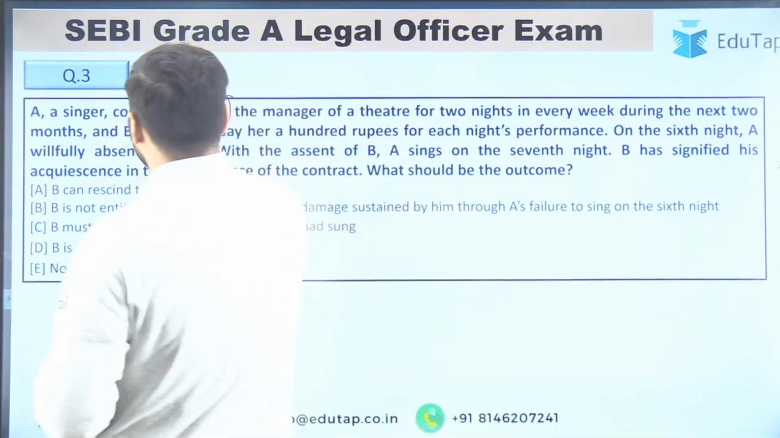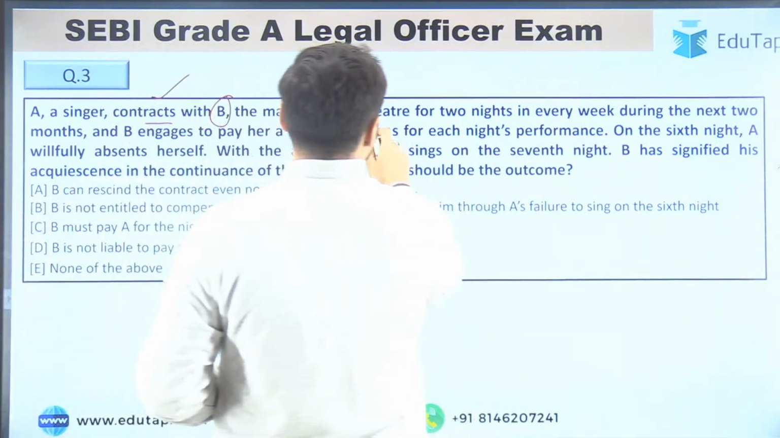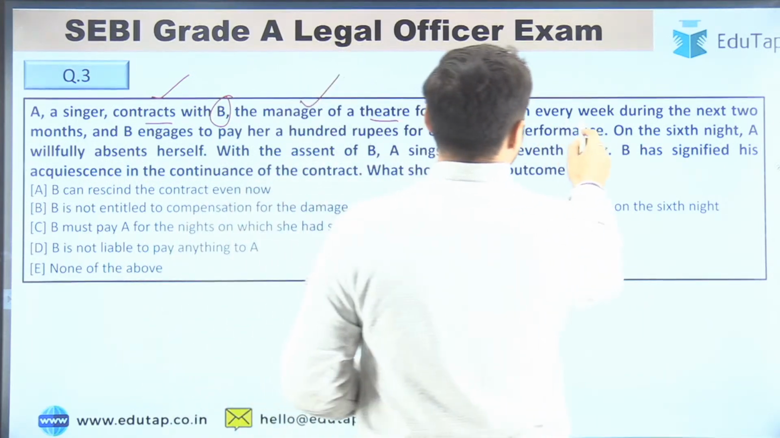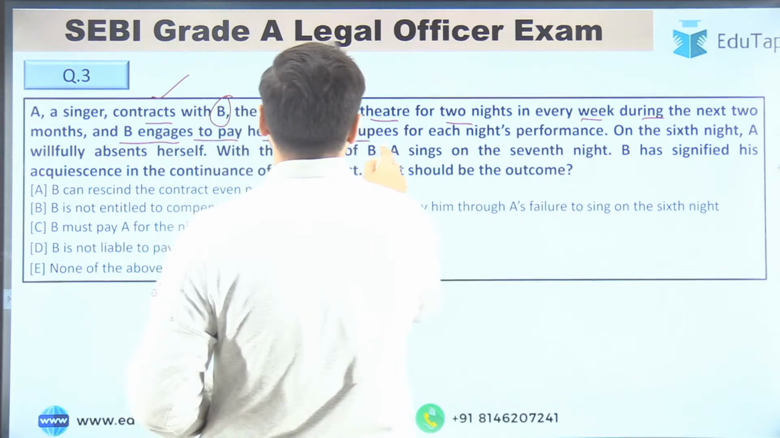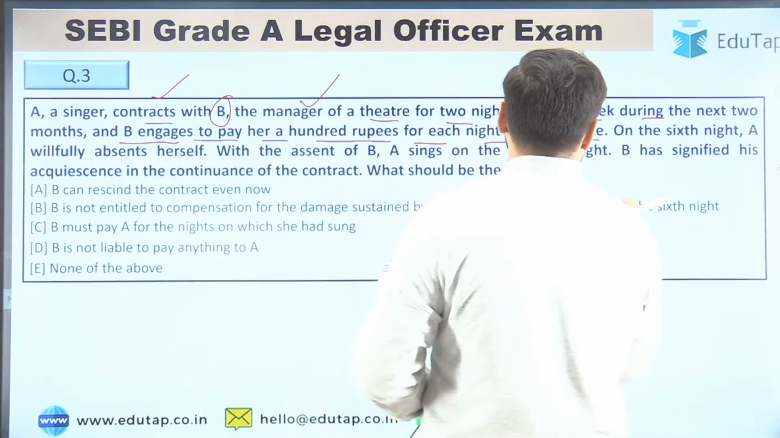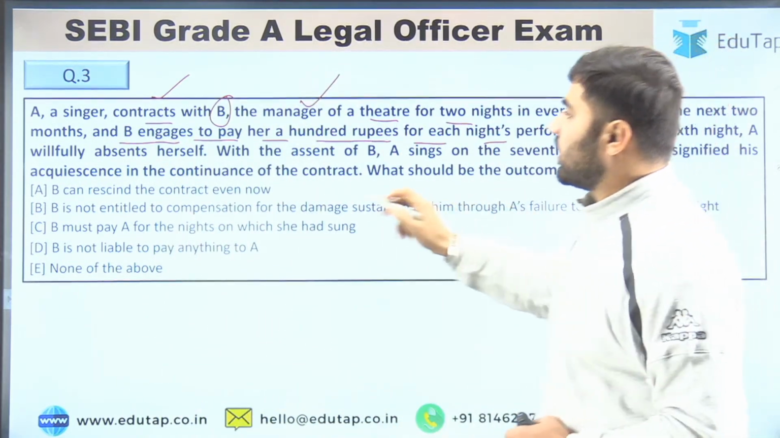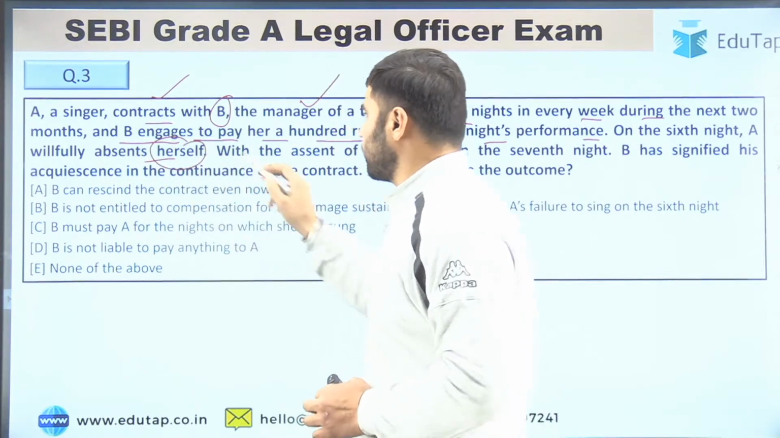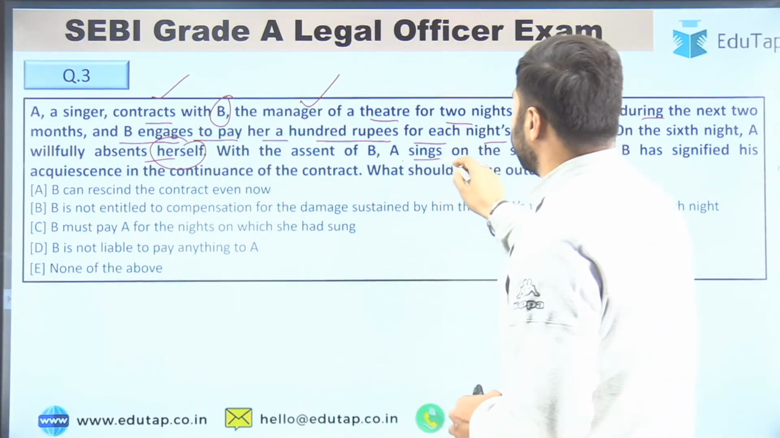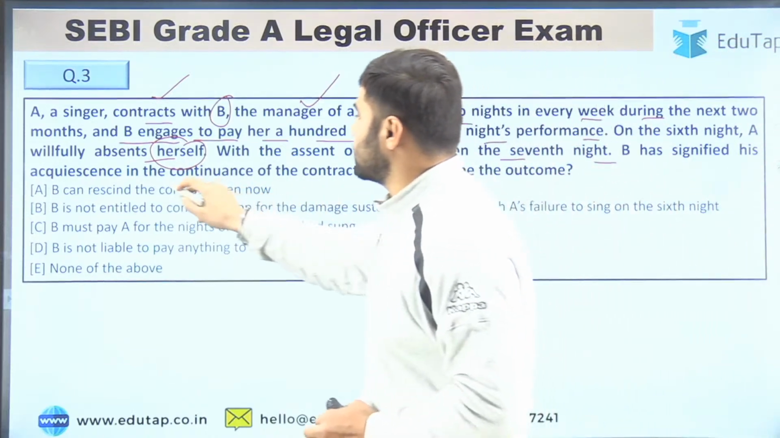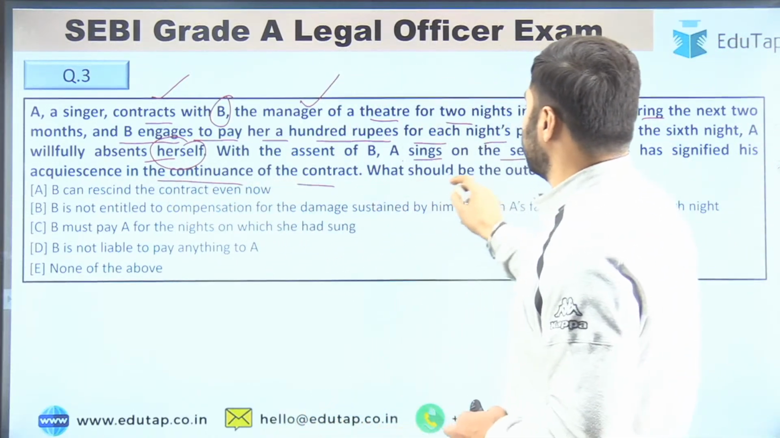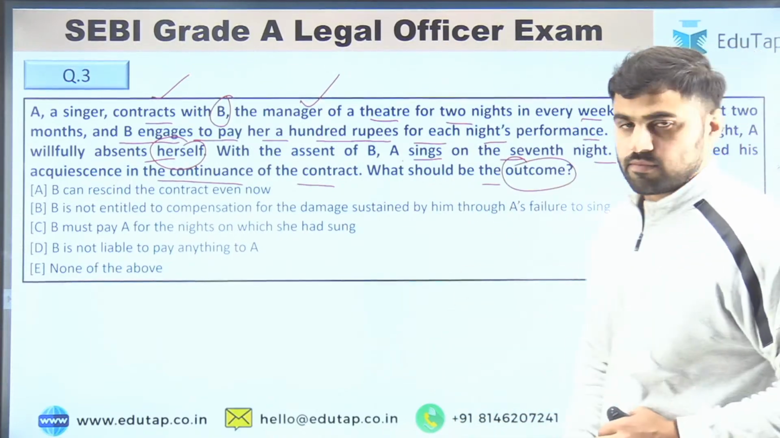A singer contracts with B, the manager of a theatre, for 2 nights in every week during the next 2 months, and B engages to pay her 100 rupees for each night's performance. On the 6th night, A willfully absents herself, but with the assent of B, A sings on the 7th night. B has signified his acquiescence in the continuance of the contract. What should be the outcome?